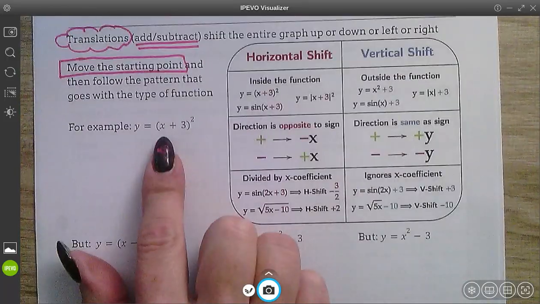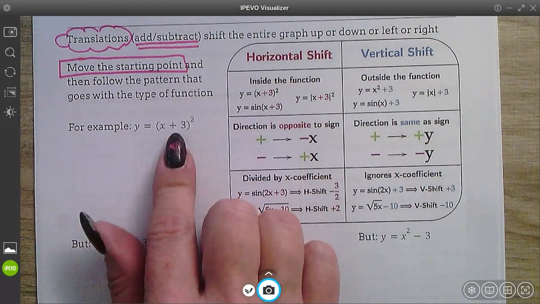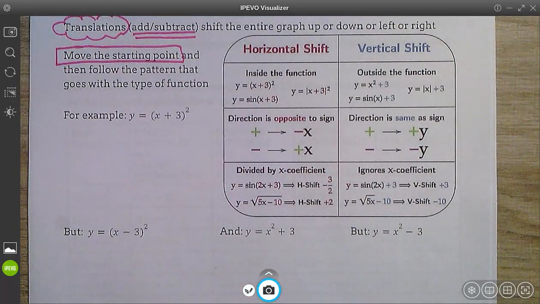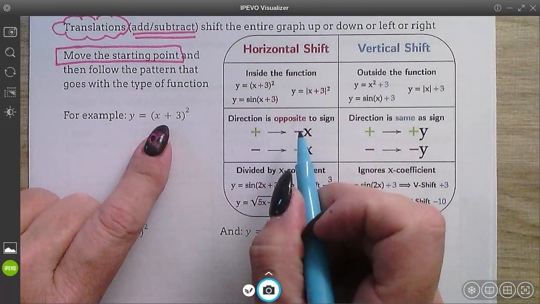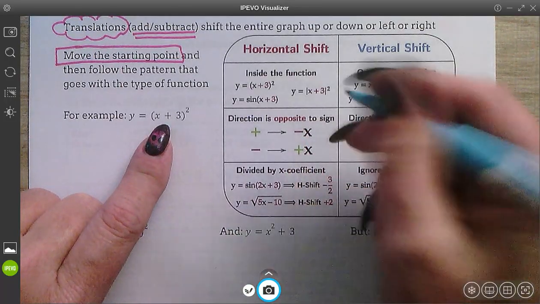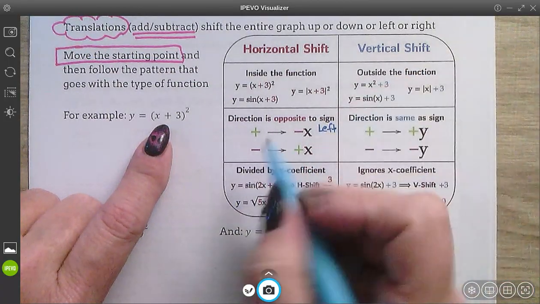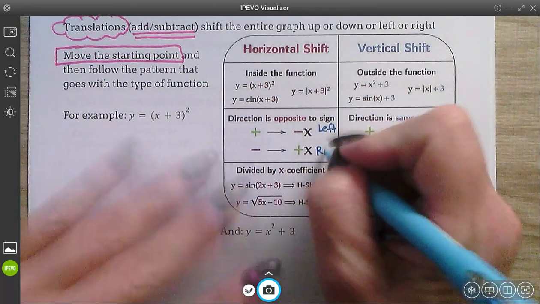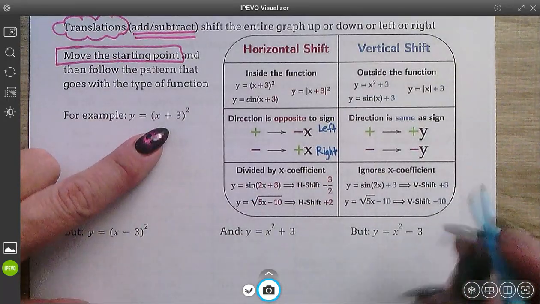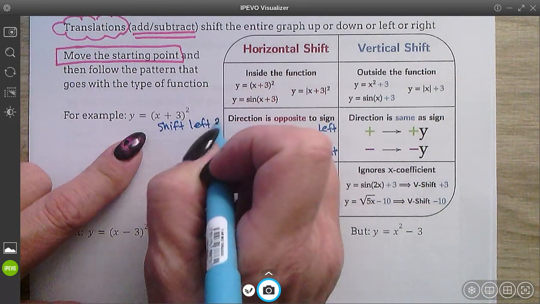So here's an example. I have y equals (x plus 3) squared. So that is inside the function because it's added before we square. And what I need to remember is that it's the opposite to the sign. So if I have addition inside, that is going to shift my graph left. If I have subtraction inside, it is going to shift my graph right. So here this says x plus 3, which is going to shift my graph left by 3.